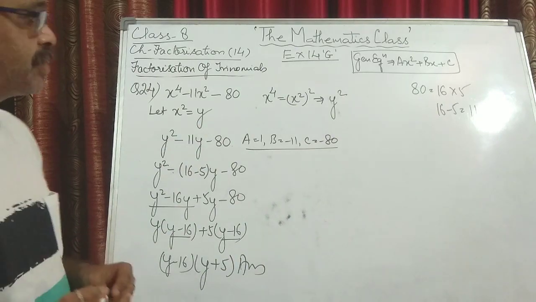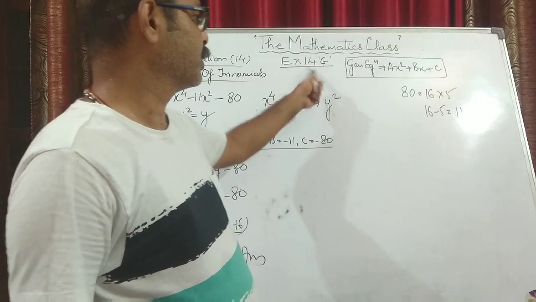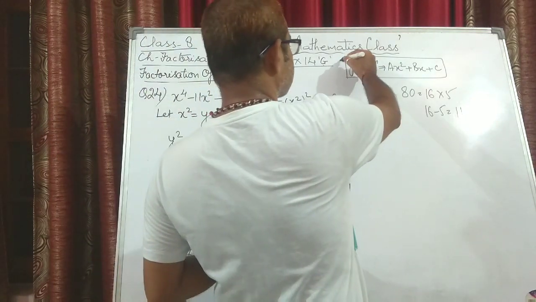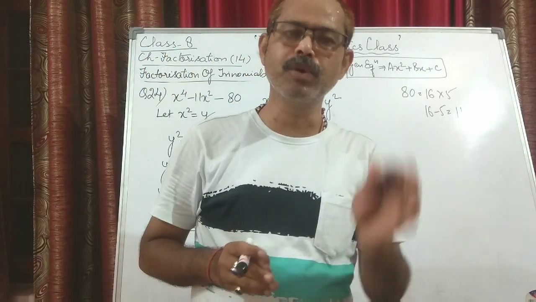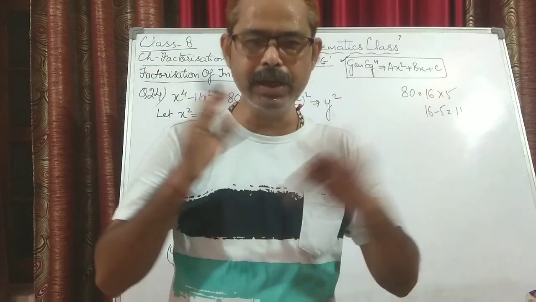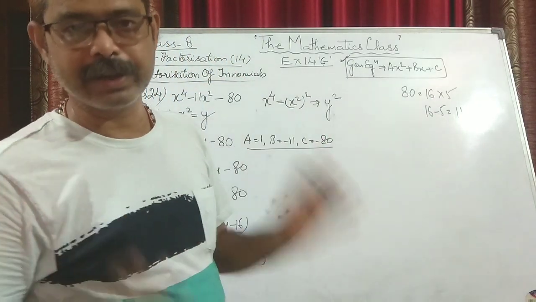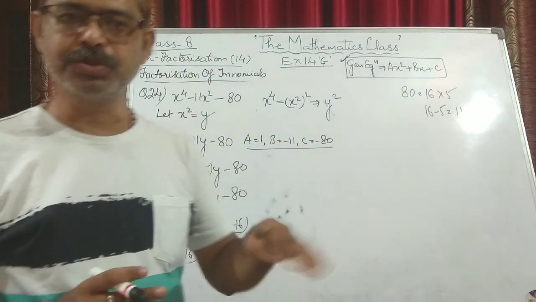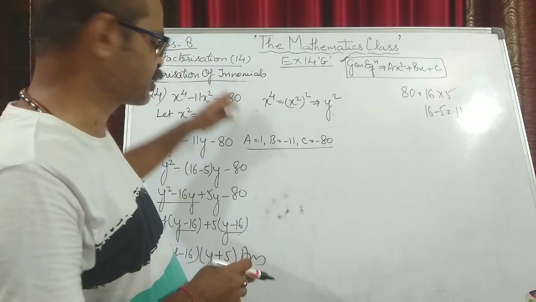Now we have finished this exercise. In the next class we will be discussing the next exercise, and that is also based on the same concept. Only the calculation part will be a little bit more complex. That is all. If you have understood the concept, now you can solve any question based on factorization of trinomials, or splitting the middle term, or quadratic equations. This is one method. There are 2-3 methods, but in your syllabus there is only one method. That is why we have discussed all this.